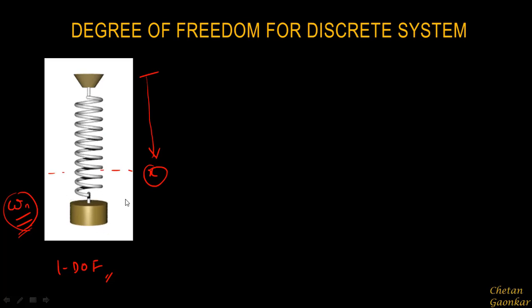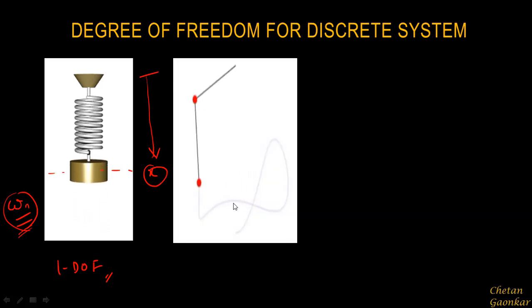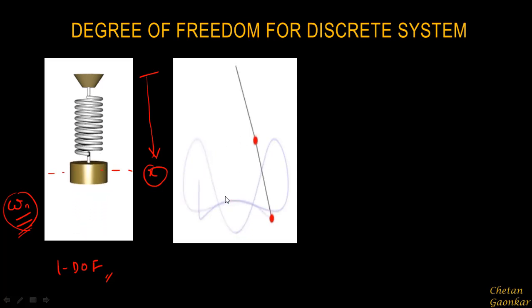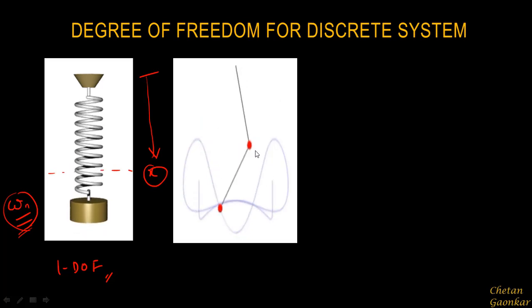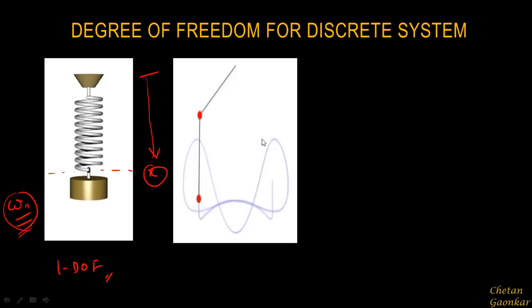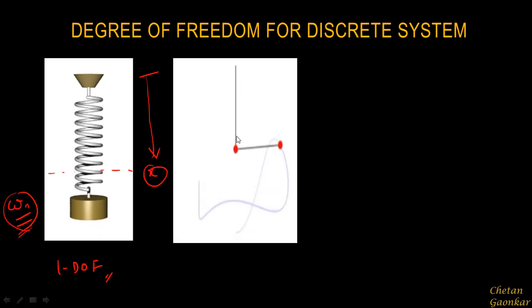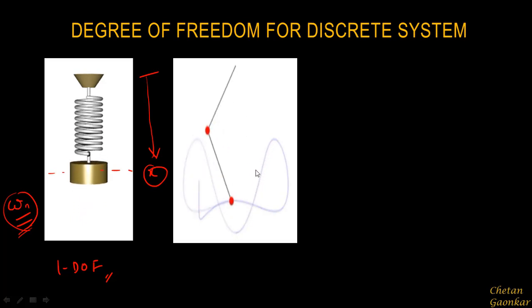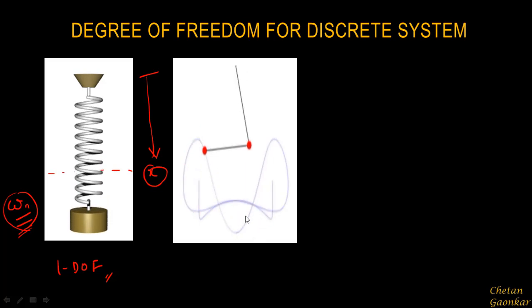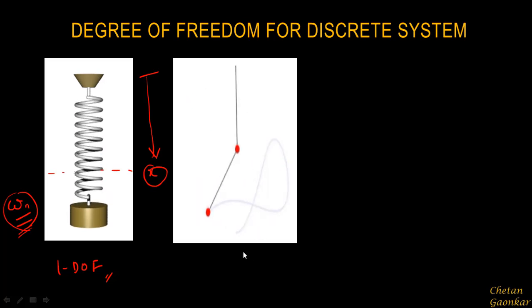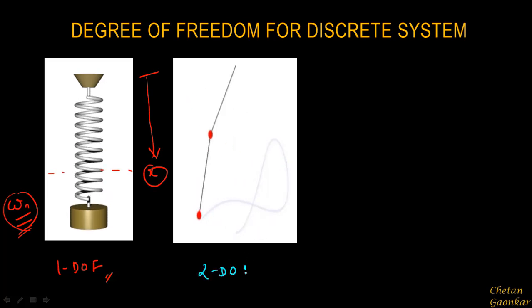All right, if we take the second example, this is a pendulum with 2 degrees of freedom. Because there are two discrete masses, and in order to define the position of this system at any given instant, we will require two coordinates. One coordinate to describe the position of this mass, and the second coordinate to define the position of this mass. Okay, so this is a 2 degree of freedom system, and since it is a 2 degree of freedom system, it will have two natural frequencies.